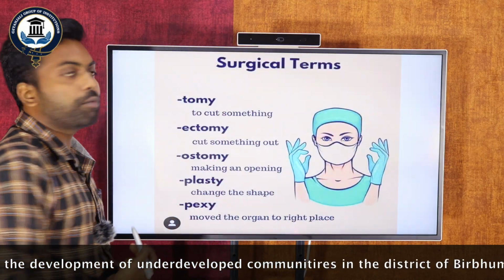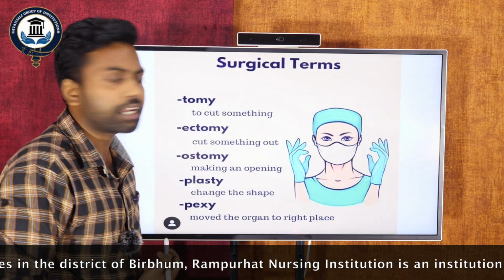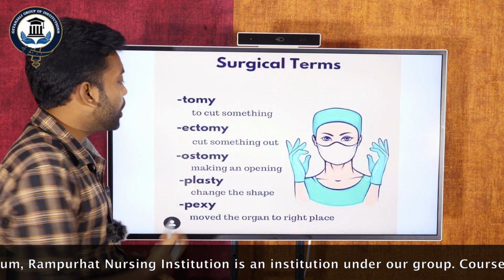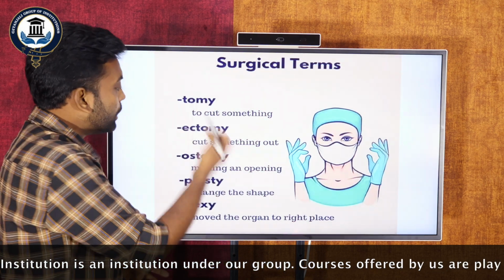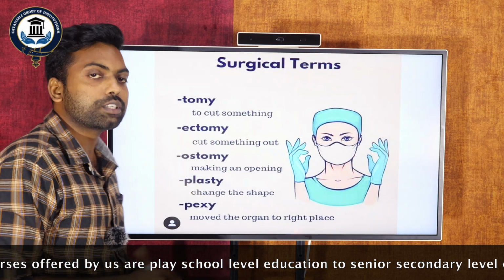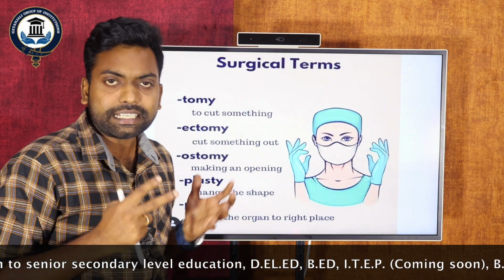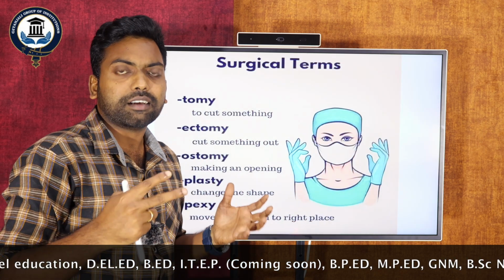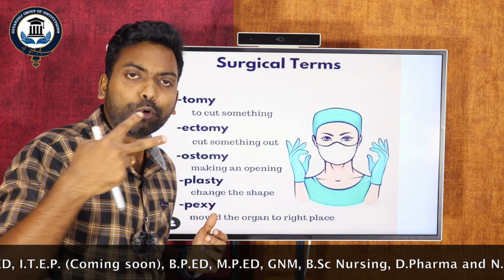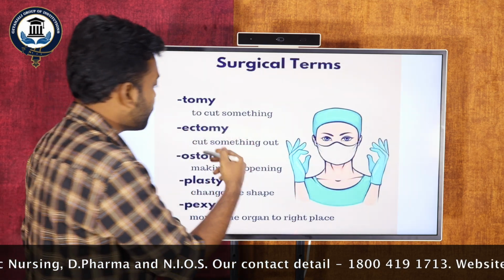And these are a few terminologies, the surgical terms, especially used in the operation theater. The first one is otomy, or next one is ectomy. Ectomy is nothing but cutting and removing. For suppose appendectomy. What is the meaning of appendectomy? Appendectomy is a surgical procedure where there is an appendix, we are going to cut and remove it. So in that case we use ectomy or otomy.